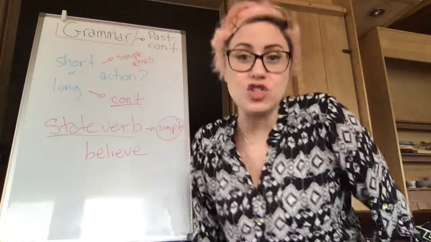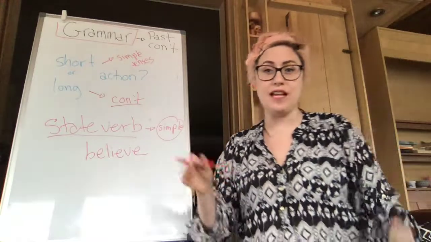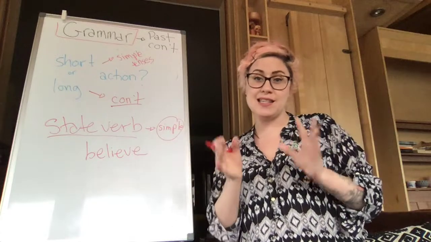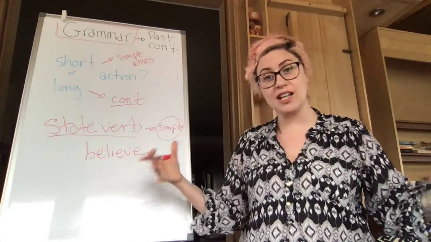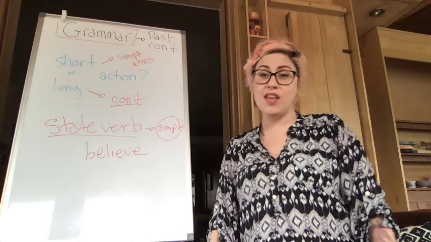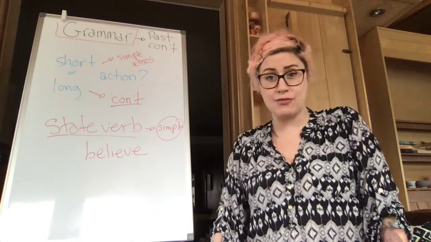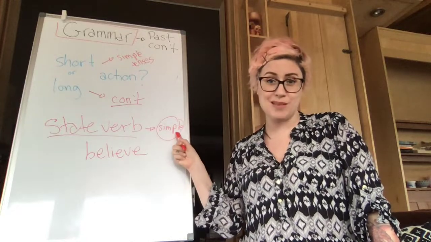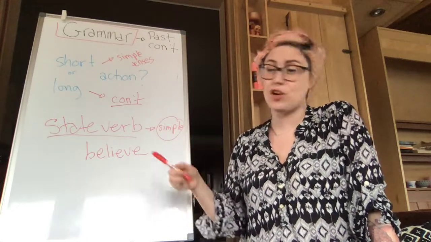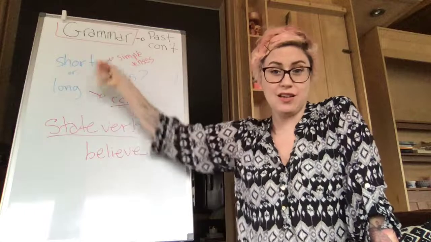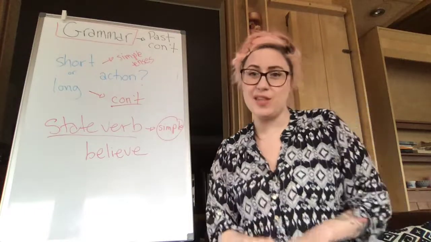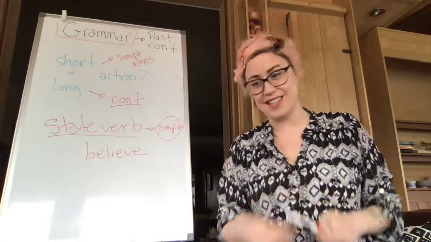So these are the questions you should always ask yourself. Is it a short action or a long action? Short action is simple tenses. Long action is continuous tenses. The other question is: is it a state verb or an active verb? If it is a state verb, you use simple tenses. If it is an active verb, you can choose if it is short or long. Okay, so that is true for all the continuous tenses, not just the past continuous.